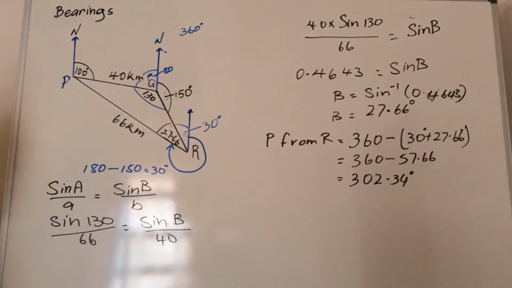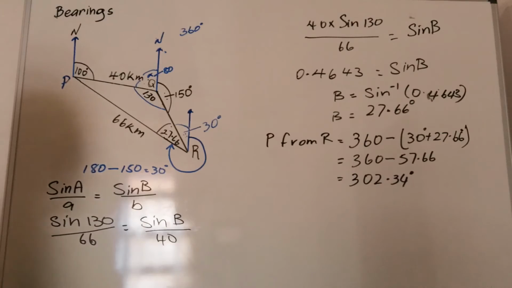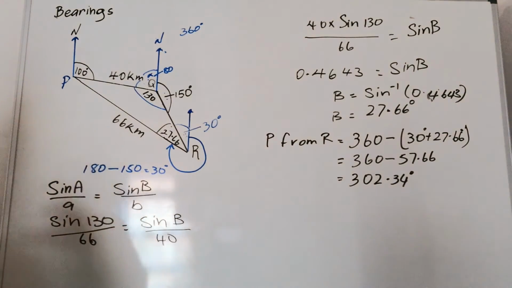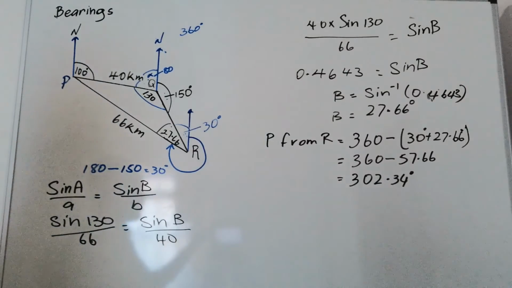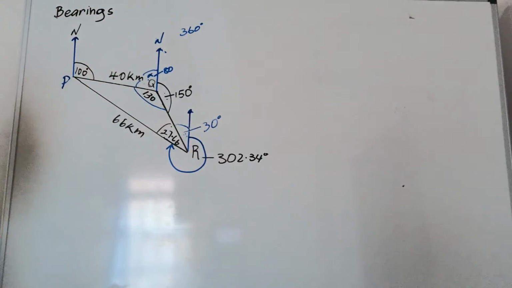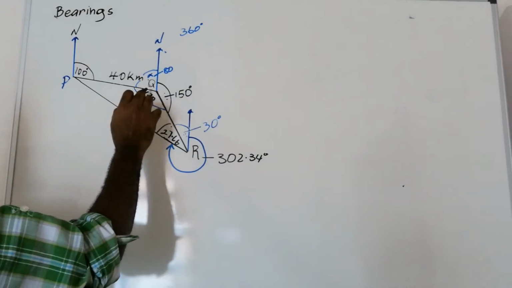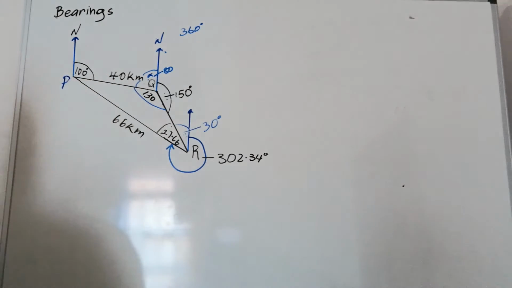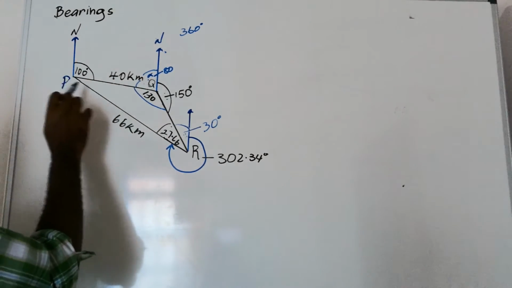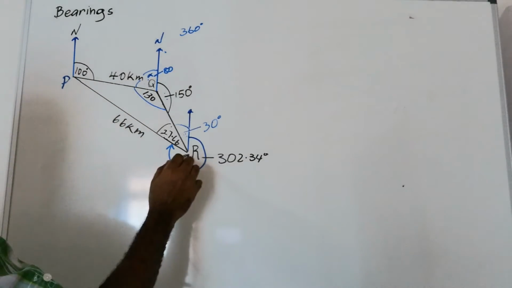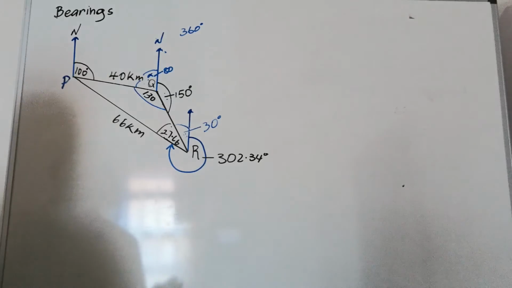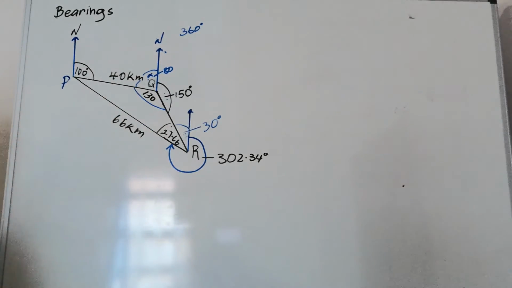QR. Find the distance of QR. And what you could do is pause the video, look at the diagram, and see how can we go about finding the distance of QR. So what do we know so far? We know that the bearing of Q from P is 100 degrees. The distance PQ, 40 km. The bearing of R from Q, 150 degrees. The distance of PR, 66 km.